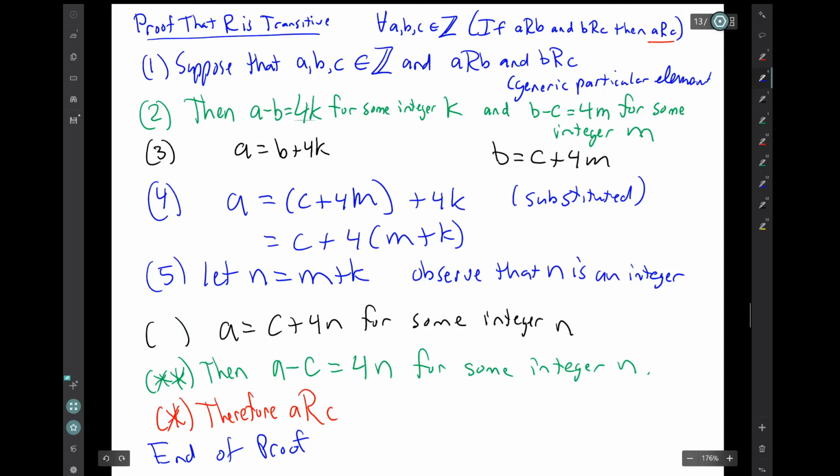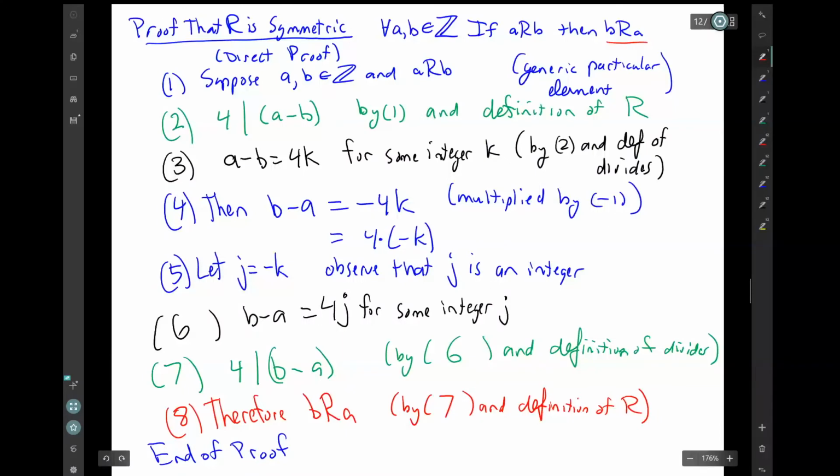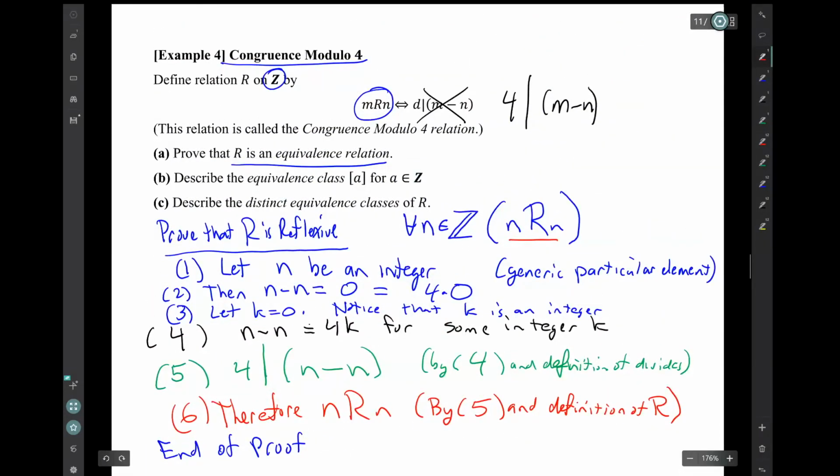We can number our black statement as statement 6, number our green statement as statement 7, and number our red statement as statement 8. There's our proof that R is transitive. So let's go back. Our job was to prove that R is an equivalence relation. Well, we can wrap up that proof now. It would be good to have a conclusion.